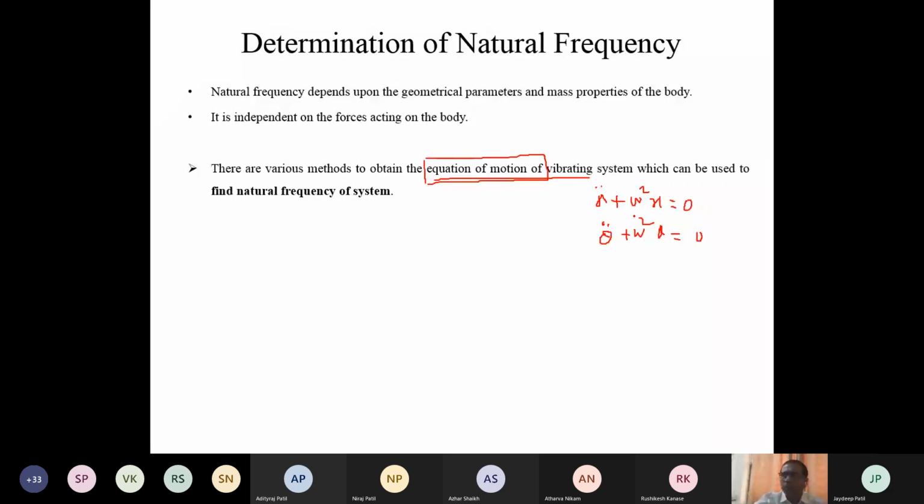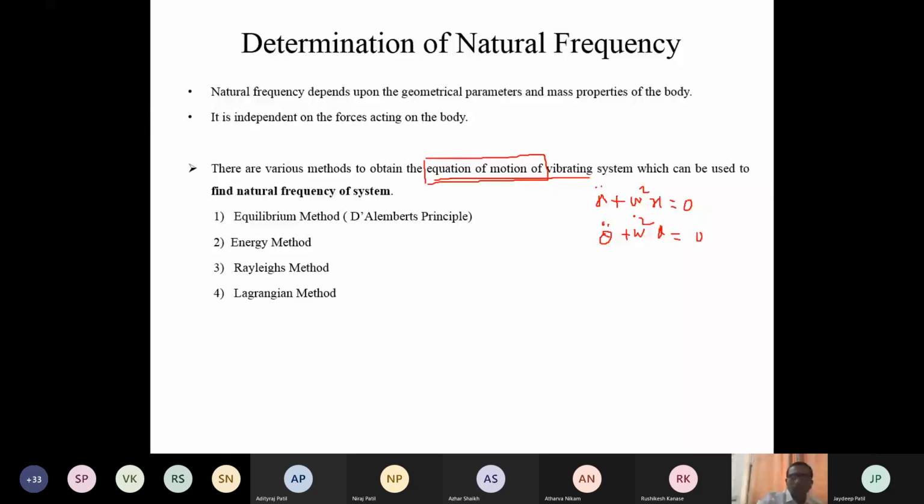Now you have to find the natural frequency, or obtain the equation of motion for the given vibrating system. There are four methods. First is the equilibrium method, where all of you know D'Alembert's principle. Then the energy method, using the law of conservation of energy. Then Rayleigh's method, and lastly Lagrange's method.